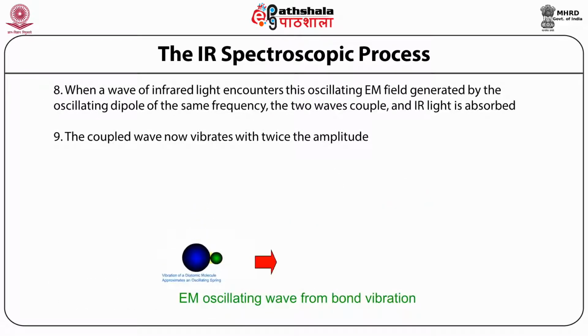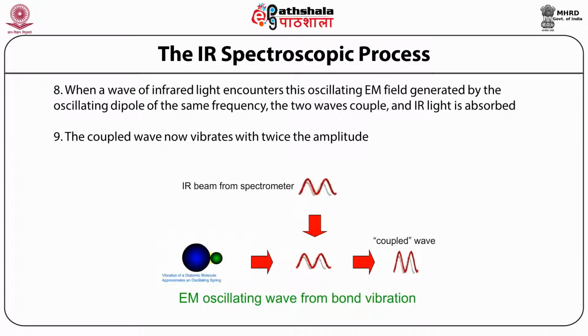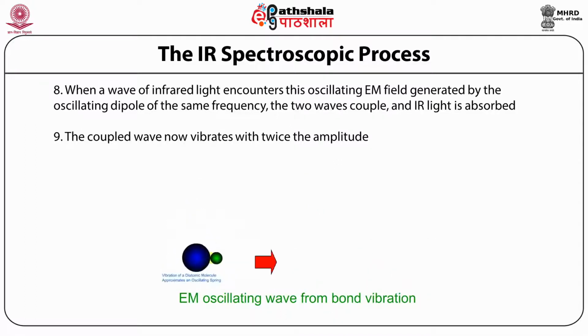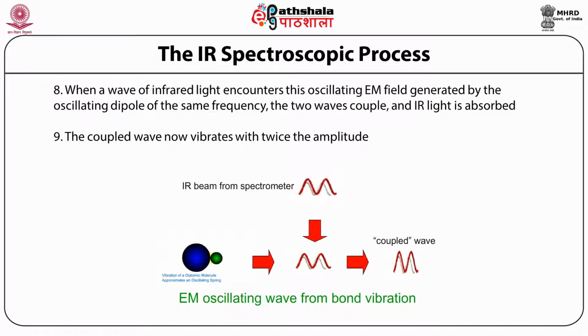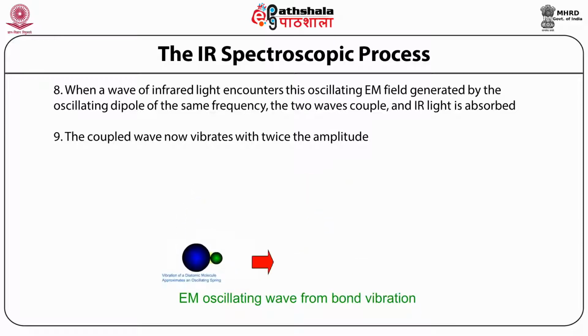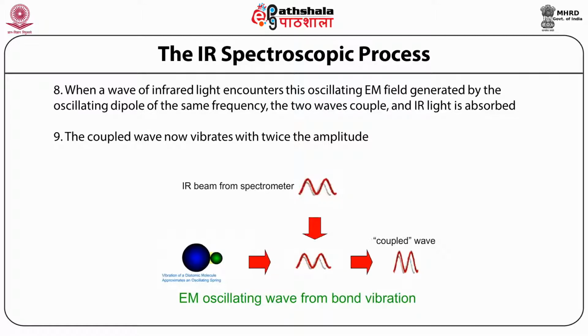Here we discuss that when a wave of infrared light encounters this oscillating electromagnetic field generated by an oscillating dipole of the same frequency, the two waves couple and IR light is absorbed. The coupled wave now vibrates with twice the amplitude. You can see here the beam from the IR spectrometer, and when they are coupled together, the oscillating waveform of the bond vibration has an amplitude twice that, which is perceived in the form of an IR signal.